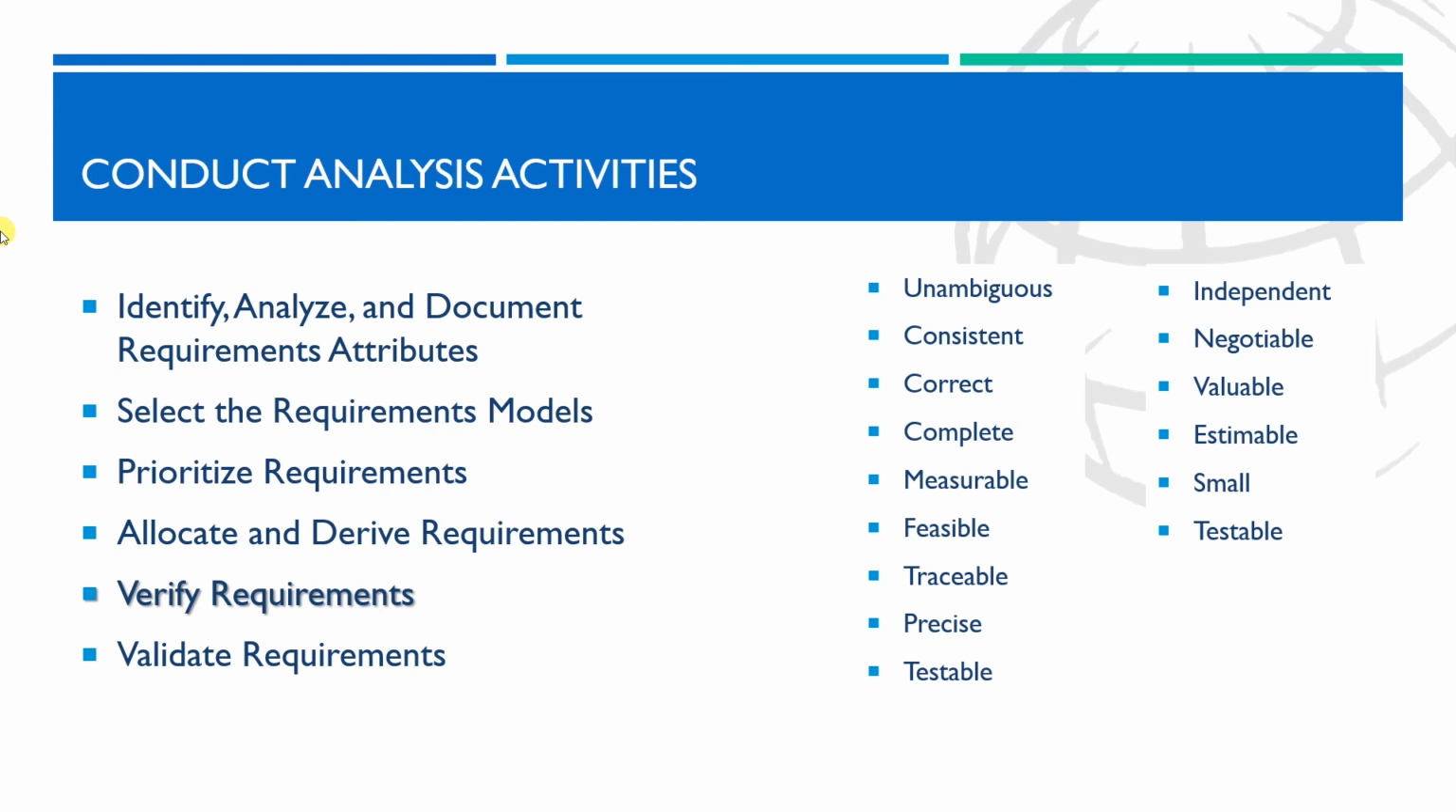The following characteristics are present in all well-written high-quality requirements. They need to be unambiguous, consistent, correct, complete, measurable, feasible, traceable, precise, testable, independent, negotiable, valuable, estimable, small, and testable. The last six apply for the adaptive life cycle.